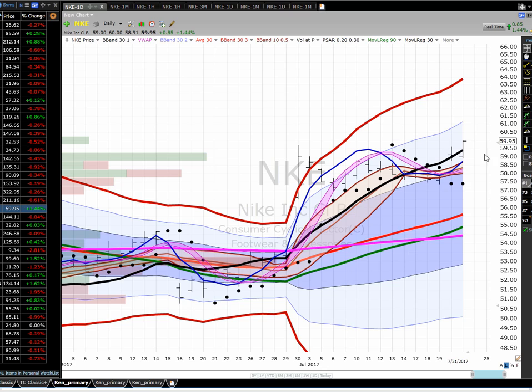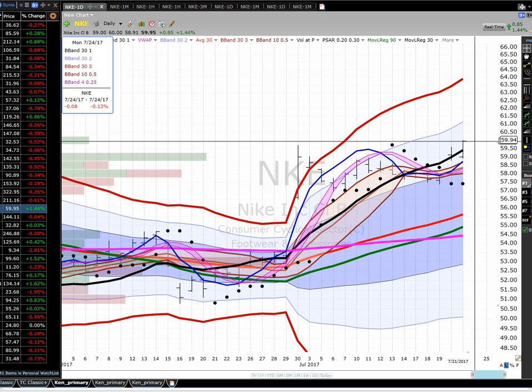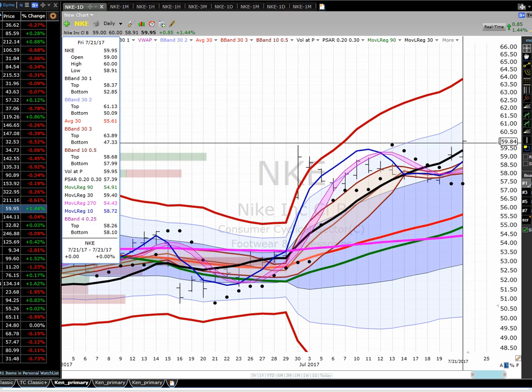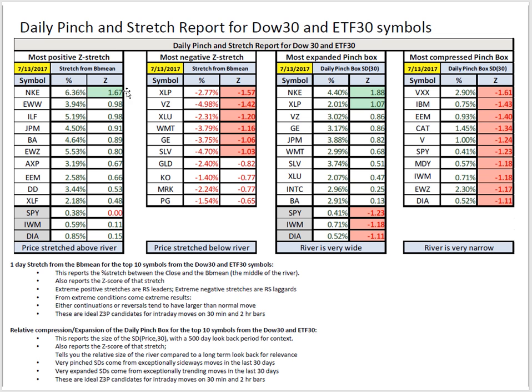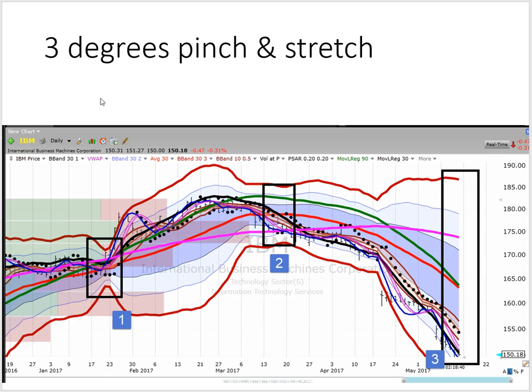now what we're doing is actually measuring the price at 59.95 away from the Bollinger Band mean at 55.59. Right, so the magnitude of that stretch turns out to be 6.36% and a z-score of 1.67. So that's still quite an extraordinary move.